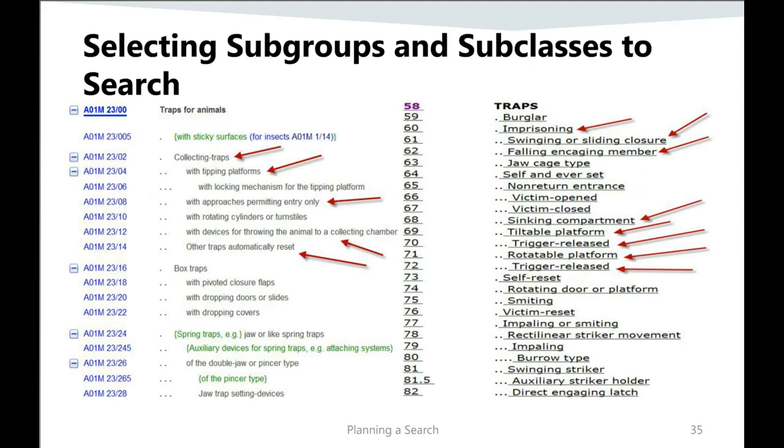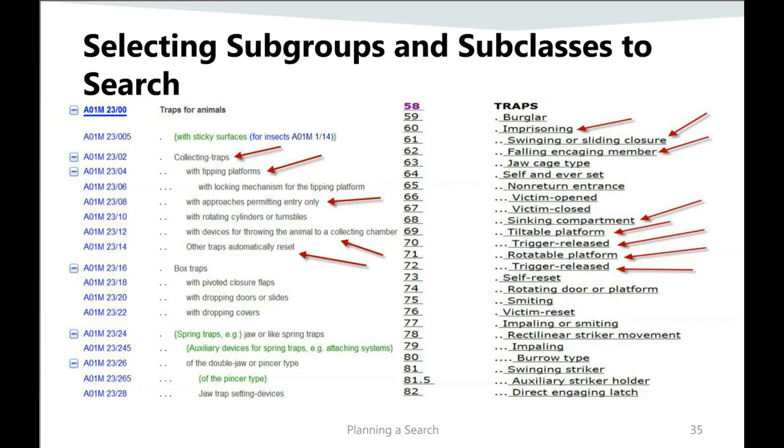This slide shows the CPC scheme on the left and the corresponding USPC schedule on the right that might be pertinent to the hypothetical mousetrap application. These are the tools that the searcher should use to determine where a classification-based search should be carried out. Note that a classification search is usually not limited to a single subgroup or subclass, but will include all the relevant areas for which the sought-for subject matter is likely to be found.